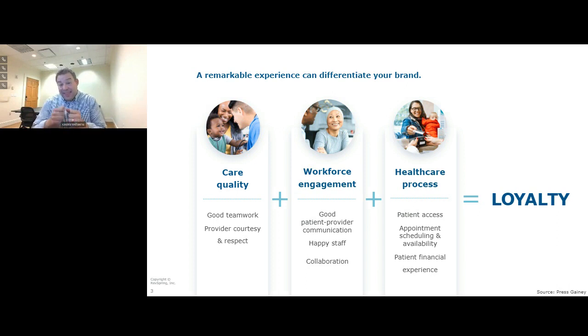That is the experience that then is driving this loyalty. As you put the care quality, the workforce engagement, along with the healthcare process together, that is driving whether or not this patient is forming loyalty for you or to you, or is it against you? And when you think about loyalty, what does this matter? Think about it in the sense of, if this patient never walks back in our doors, do we care?